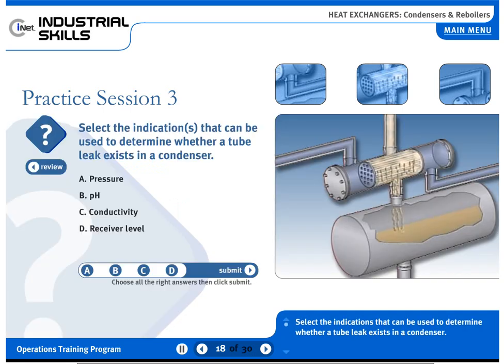Select the indications that can be used to determine whether a tube leak exists in a condenser. No. Try again. No, that's not correct. pH readings and conductivity readings can be used to detect contaminants in the cooling water.